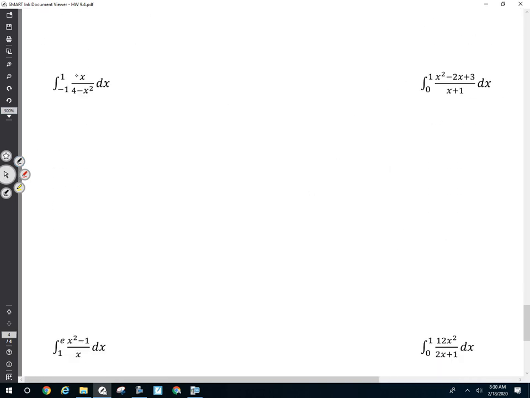Third one, I see x, 4 minus x squared. I see u prime and u. I'm going to use u substitution here, where u is equal to the denominator. I'm going to go through the whole process of changing my bounds. So 4 minus 1 is 3. 4 minus, this has happened before. 4 minus negative 1 squared. This will be 3. Huh.